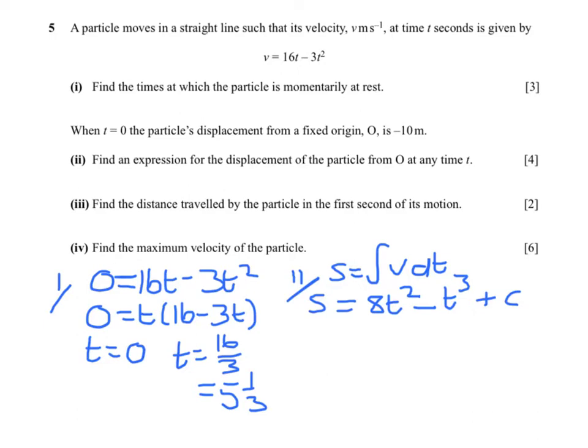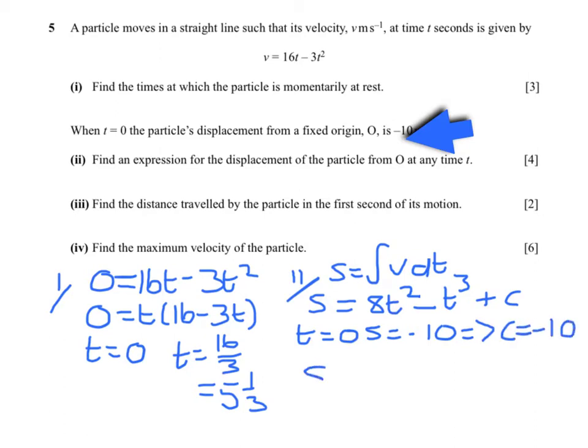If I read the question and get the boundary conditions, I get that when t equals 0, the particle is minus 10 from a fixed origin. So when t equals 0, s equals minus 10, so that tells me that c equals minus 10. Gives me an equation for displacement, 8t squared minus t cubed minus 10.